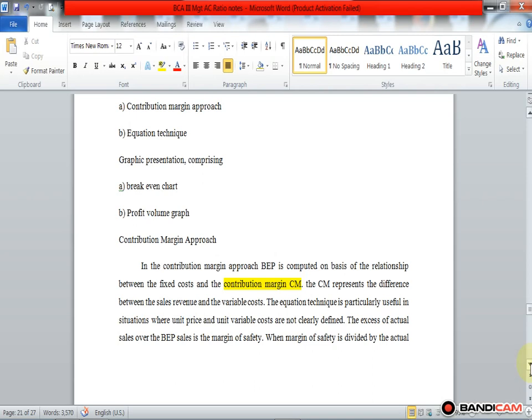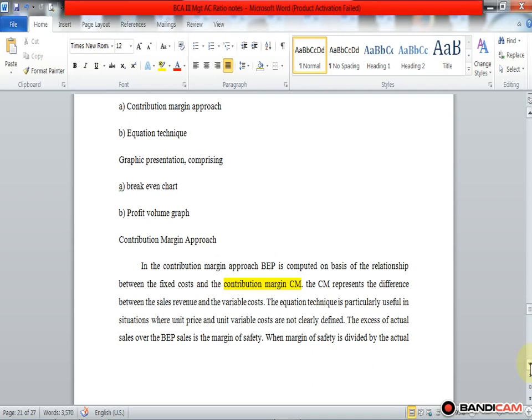The equation technique is particularly useful in situations where unit price and unit variable cost are not clearly defined. So the equation technique is useful in the situation where unit price and unit variable cost are not clearly defined in the problem. So we use this technique.